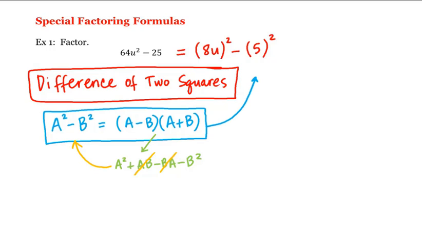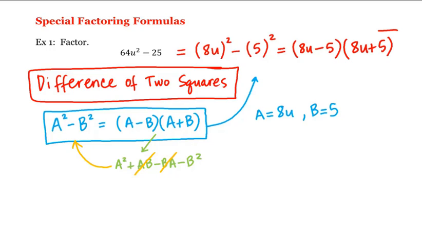Okay, let's apply that here with a equal to 8u and b equal to 5. In other words, this is equal to a minus b, or 8u minus 5, times a plus b, or 8u plus 5, which would be our answer.